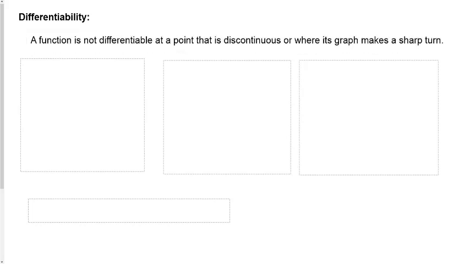So whether or not a function can possess a derivative or not. A function is not differentiable at a point that is discontinuous or where its graph makes a sharp turn. So a couple of examples here.